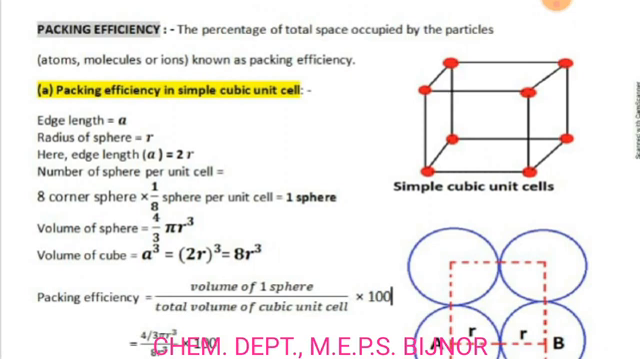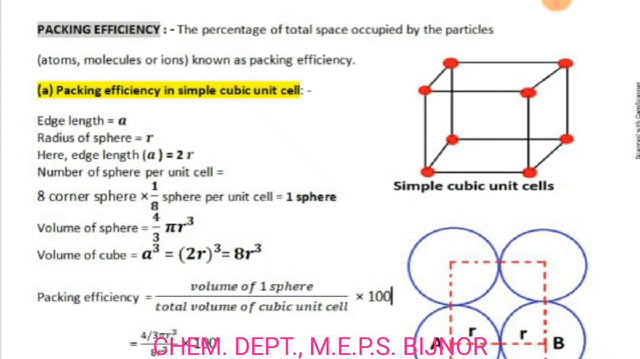First, packing efficiency in a simple cubic unit cell. The edge length is equal to A and the radius of the sphere is equal to R. Here the edge length is double the radius, meaning 2R. The number of spheres per unit cell is 8 corner spheres multiplied by 1/8 sphere per unit cell, equal to 1 sphere. The volume of a sphere is 4/3 pi R cube.